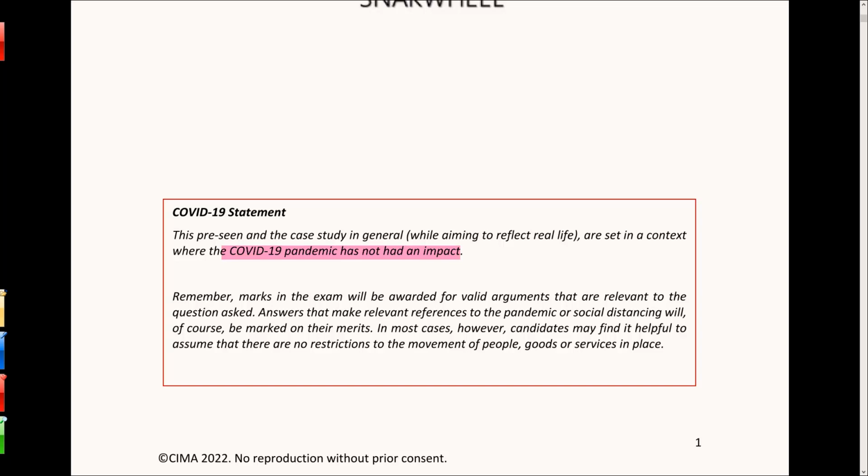Now, if you make relevant, valid arguments that make references to the impact of a pandemic or social distancing, and they are relevant points to make, then you will of course be awarded marks for that. But you will be prompted or told, or at least guided, to make that kind of analysis based on the question that has come up in the unseen exam. Again, do not assume that whatever has happened in the industry or to this pre-seen company is due to the impact of the COVID-19 pandemic.